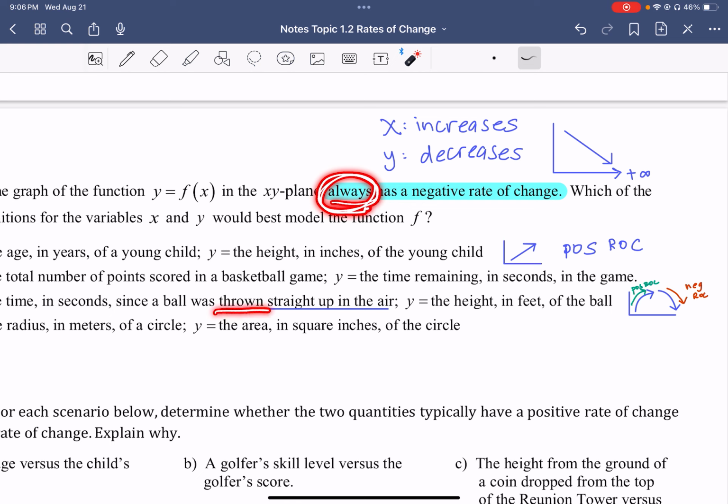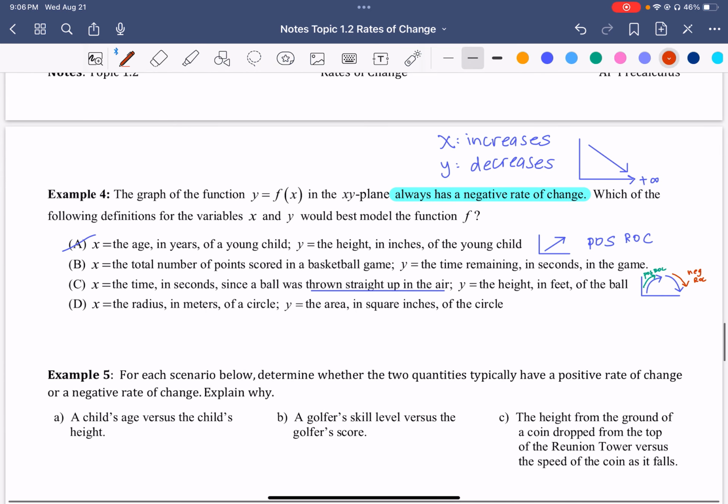And because it said it was getting thrown straight up in the air, I know that for half of that curve, I'm going up. Now, it would be different if they had said, I'm throwing a ball from the top of a building. Then if you're throwing it straight down, then that could be an answer. But because they said I'm throwing it straight up in the air first, C is going to be eliminated. Okay. For D, we have x is the radius in meters of a circle and y is the area in square inches of the circle.